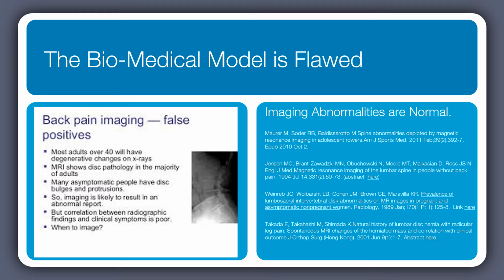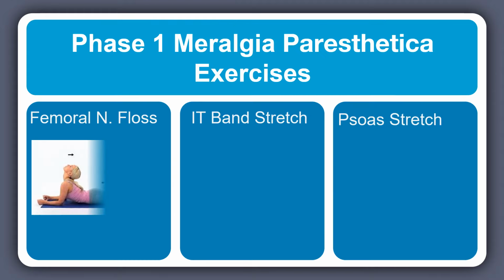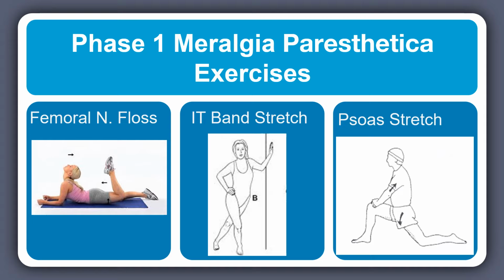So this slide isn't as relevant, but it's just a reminder that imaging abnormalities are normal. Even if you have scary looking stuff on your x-ray or your MRI, that doesn't mean that you need to be in pain. Plenty of people have those scary findings and experience no pain. So the phase 1 Meralgia Paresthetica exercises are femoral nerve flossing, the IT band stretch, and the psoas stretch.